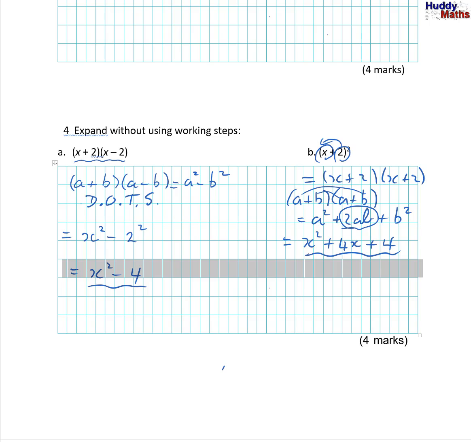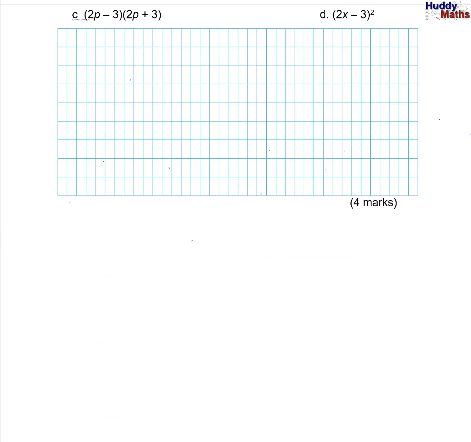Okay, so there's 2 marks for that one, and there's supposed to be 2 marks for this one over here as well. So making a total of 4, but you're not supposed to show the working. No working there, just write the answer straight down. Were you good enough to do that? Okay, so let's have a look at these.